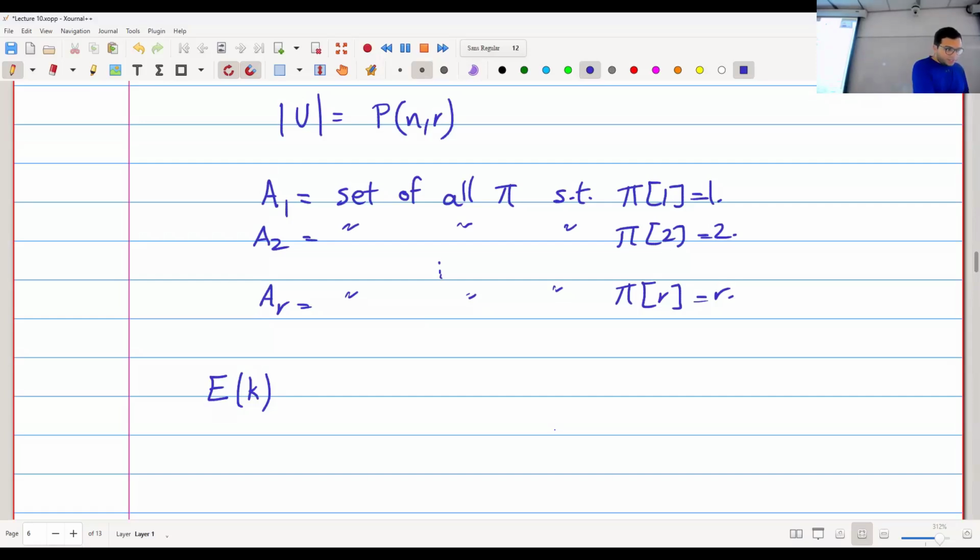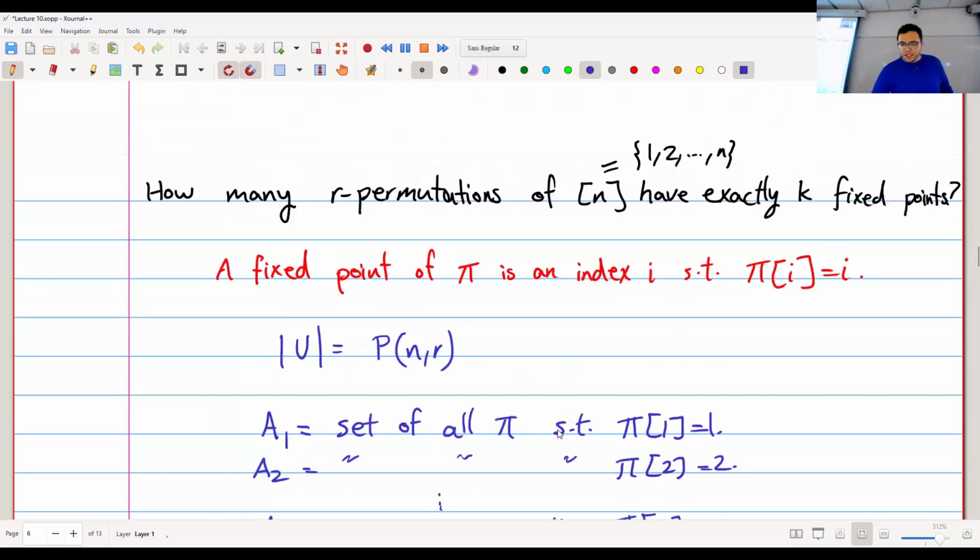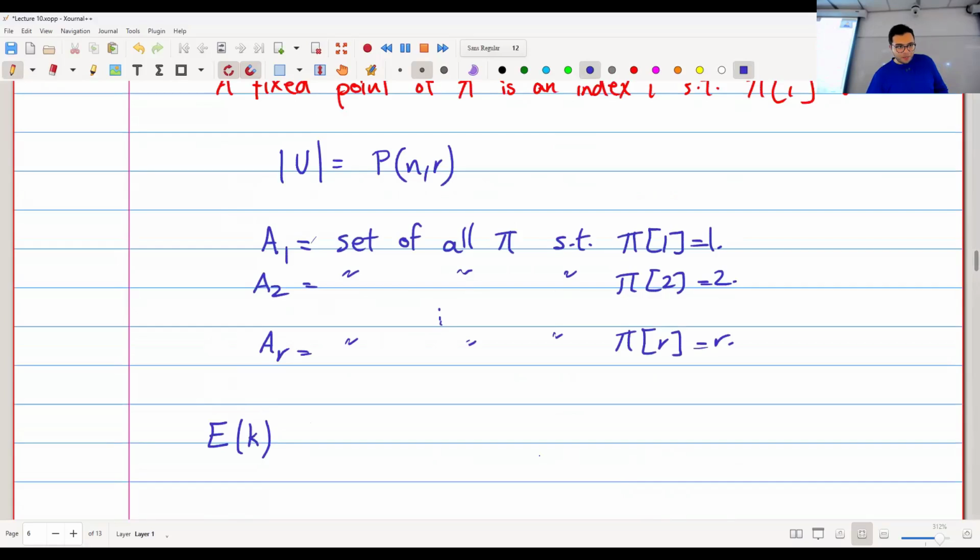How do I find that? Actually, I just realized that I used to use M before, so let me just change this. Let's say M fixed points, because that's what I used in the previous problems, right? So exactly M fixed points, and I want E of M. I want to know how many elements are exactly in M of the sets.